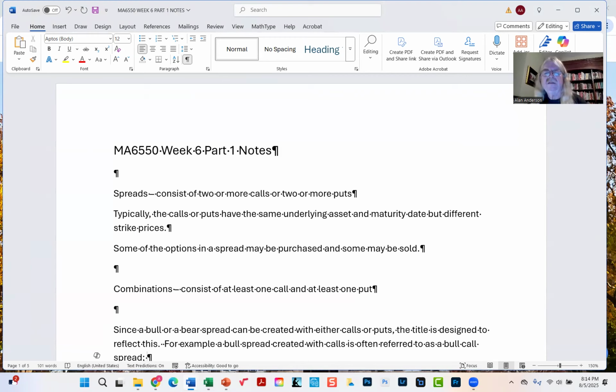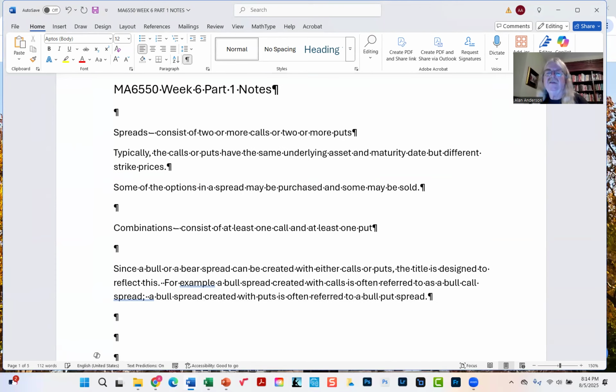And then of course, if we set it up with puts, a bull spread created with puts would of course be a bull put spread. Just so you know which is which. All right. And again, the choice isn't that important. It can work either way, but it will affect the cost of the position, the maximum profit, and the minimum profit.